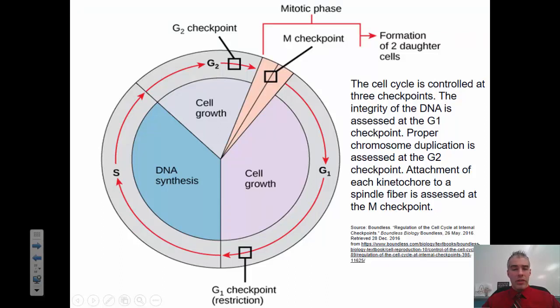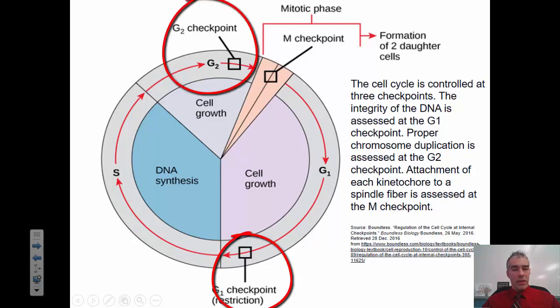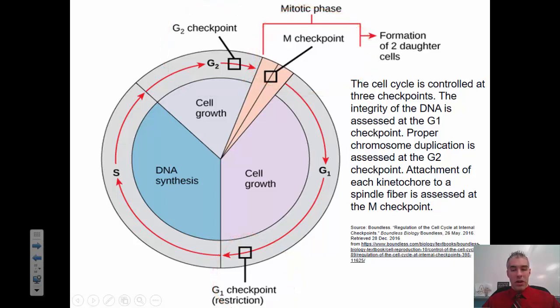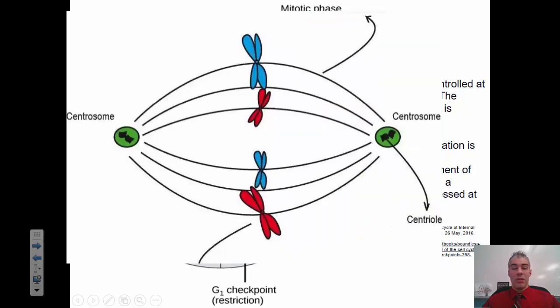So this is showing you those checkpoints right here. We see the G1 checkpoint, the G2 checkpoint, and the M checkpoint. In G1, it makes sure that the DNA is intact before it decides to replicate. During G2, it checks that replication occurred properly, that chromosomes were duplicated properly. And then M is making sure that all the spindle fibers are attached properly here.